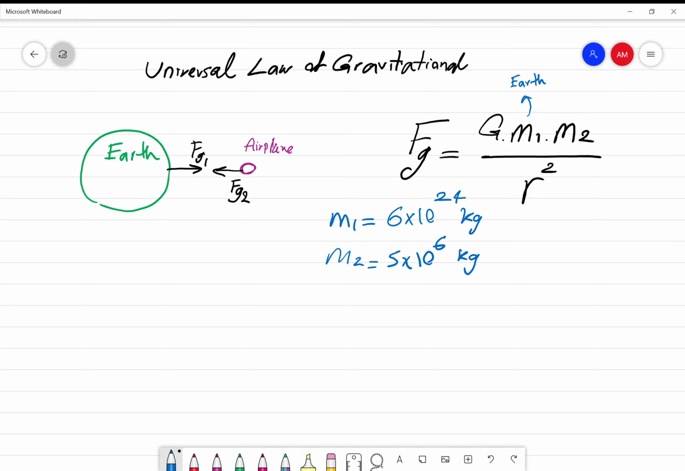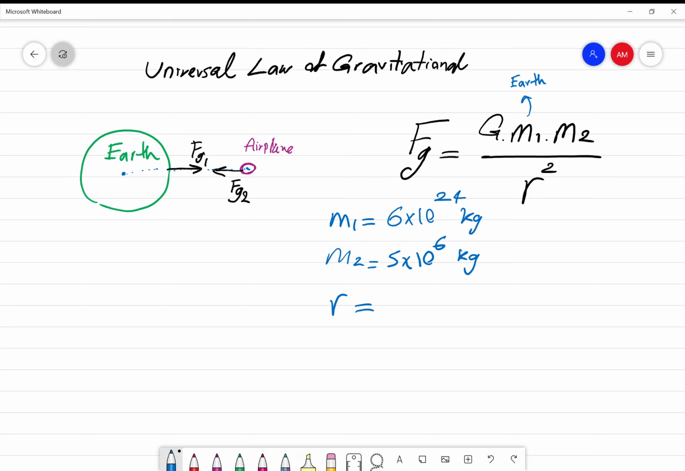Now the radius, the distance between the two objects. What is the distance between two objects? What do you think? So here I'm going to talk about r. What is the distance between Earth and airplane? First of all, how do we calculate the distance? What does it mean by distance? Also, how much is it? The distance between two objects, based on the definition of physics, is the distance between the center of one to the center of the other one. That is defined as the distance between two objects.